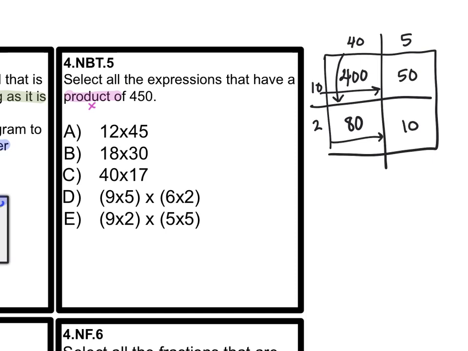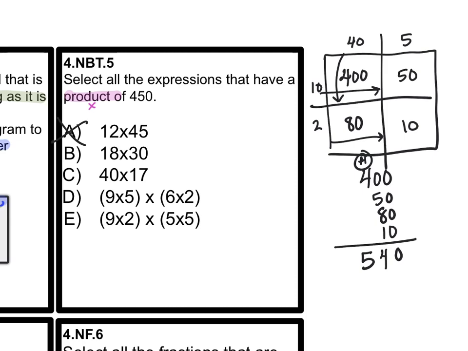And my last step is to add all these up, but I can already see right away this is going to have more than 450. So 400 plus 50 plus 80 plus 10. So 0, 8 plus 1 is 9, plus 5 is 14. Regroup this 1. 4 plus 1 is 5. So nope, A is not going to cut it.